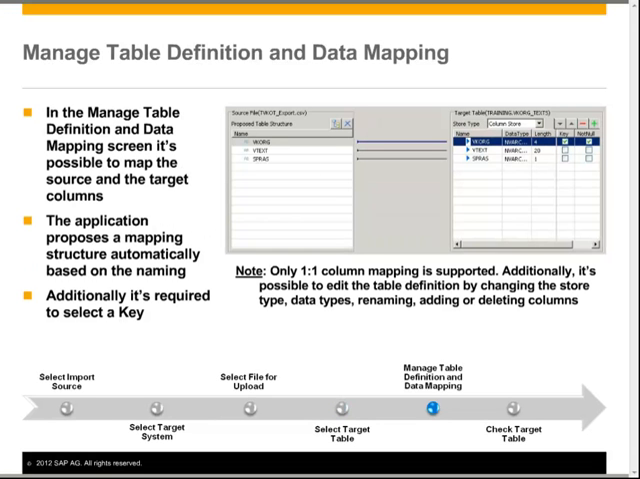So we also have this manage table definition and data mapping screen. Here we can do some mapping between the source and the target columns. You should note that this is no ETL tool as such. The application proposes a mapping structure automatically, which is just based on the names so that it maps correctly. We also have to select a key.